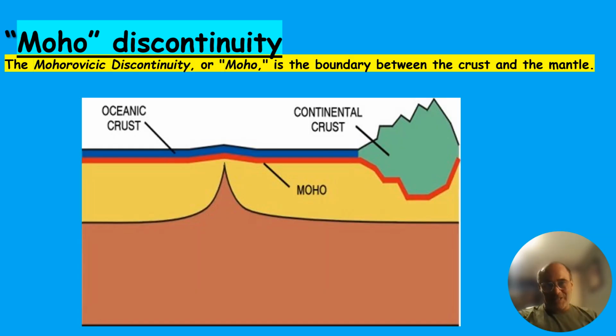Now, this is a little bit more precise science here. You can learn this as the MOHO discontinuity. I wouldn't worry about that. This is the scientist that discovered it, and it's simply the divide line between the crust and the upper part of the mantle. That's all it is. I would be stunned if you got asked a question on that.